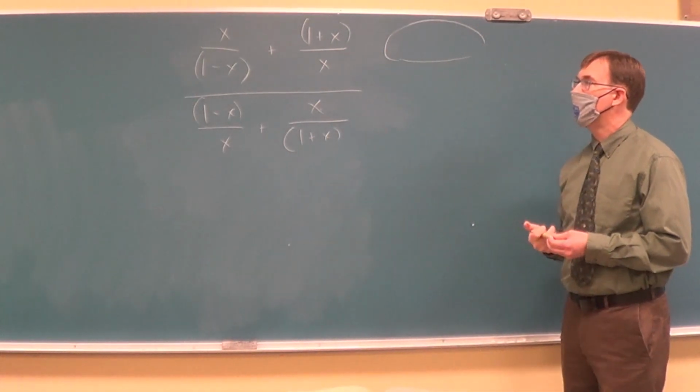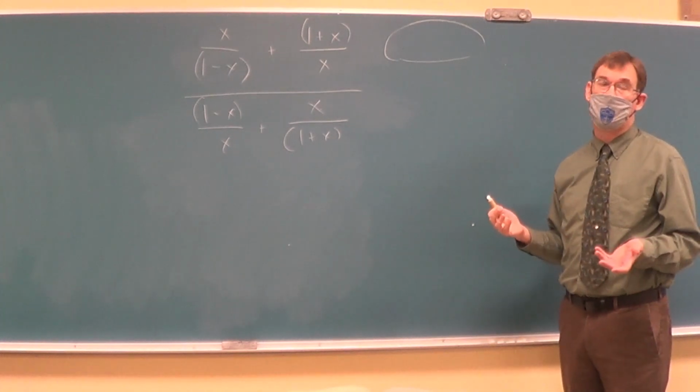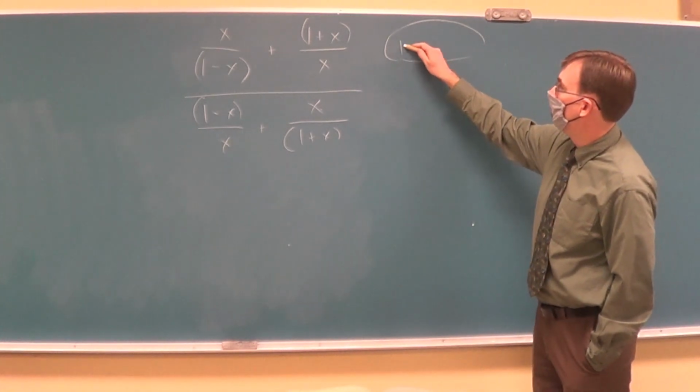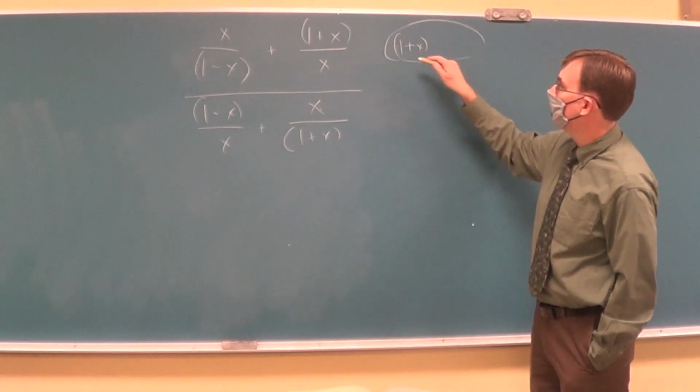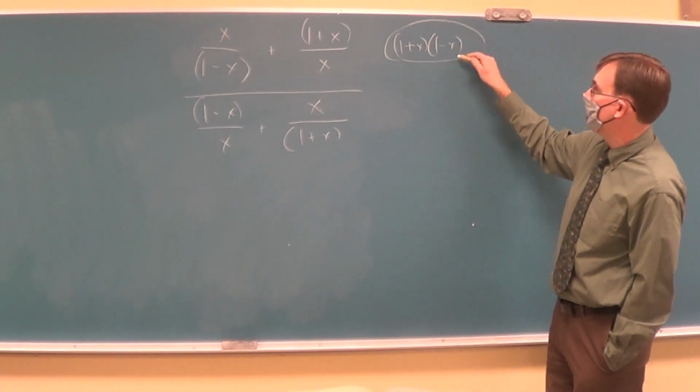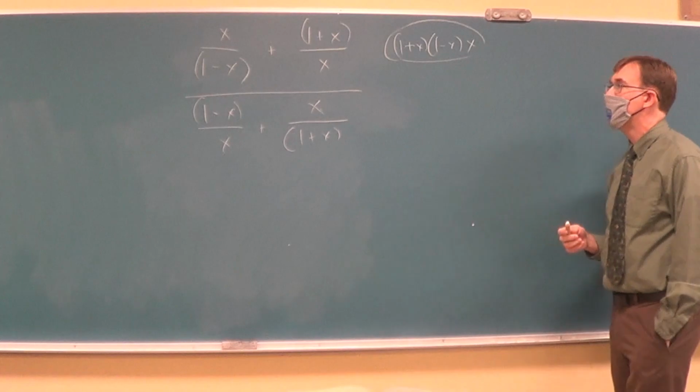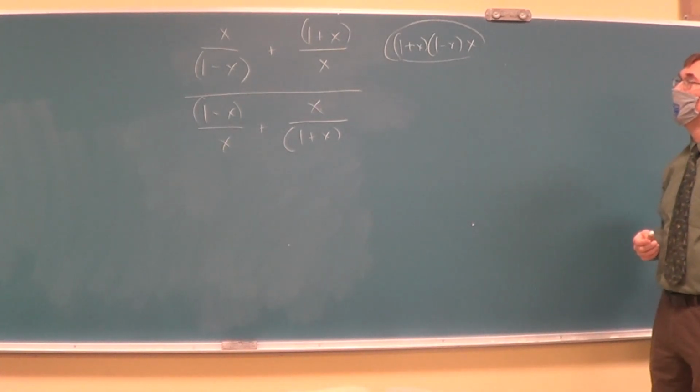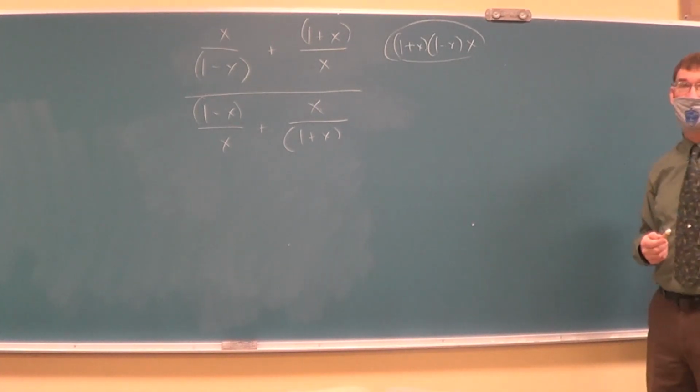So when we go to pick our LCM, who's got to go? 1 plus x is in there. 1 minus x is in there. X is in there. All three of those things are in there. Question about picking LCM there?